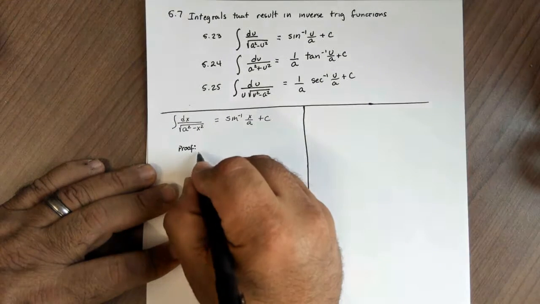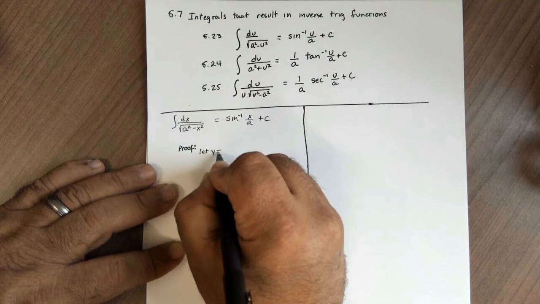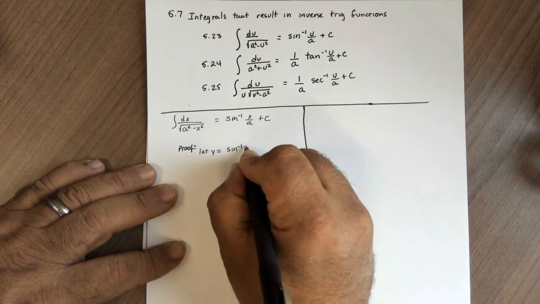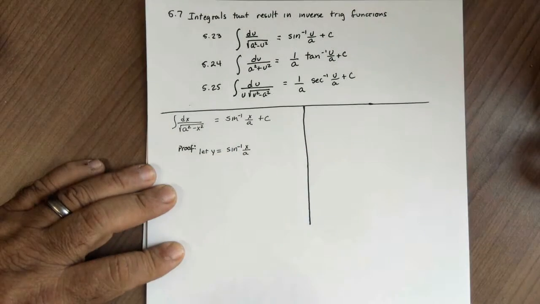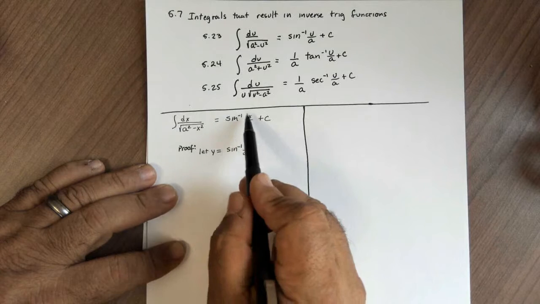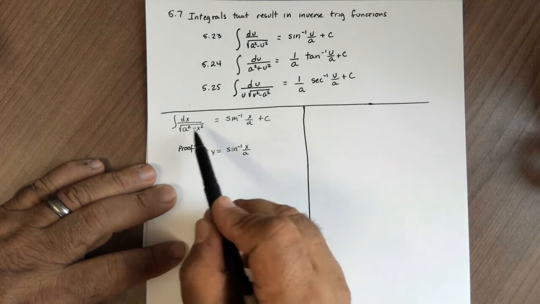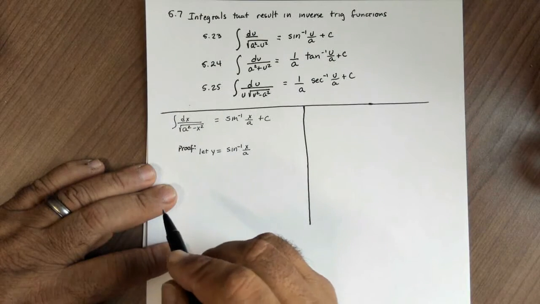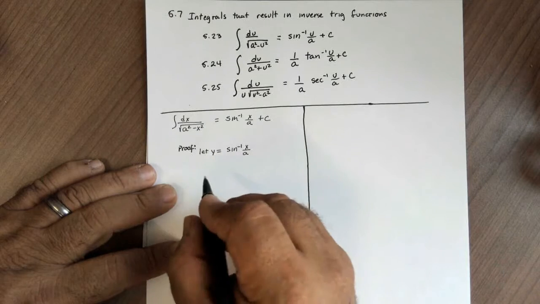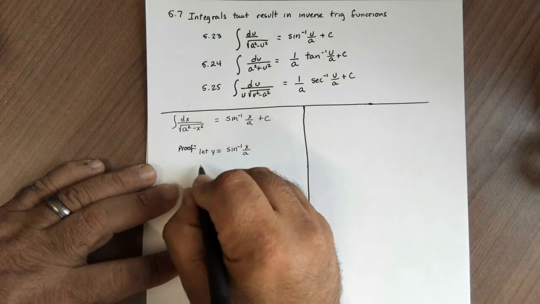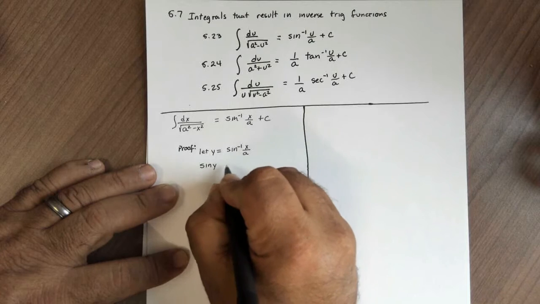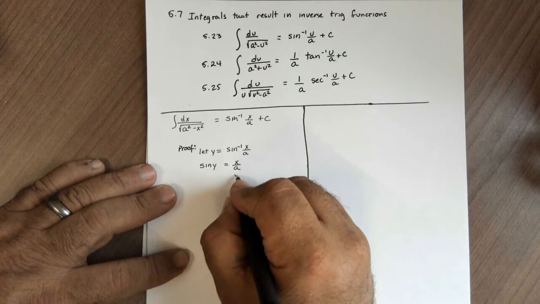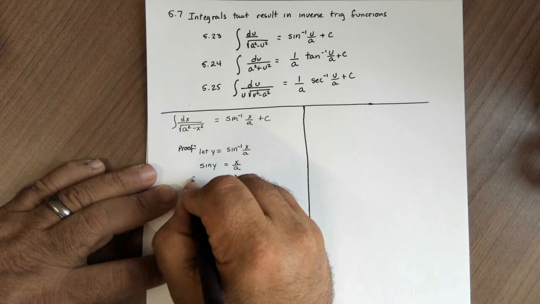So I'm going to let y be equal to the sine inverse of x over a. Okay, so I'm letting it be this. And what I'm going to show now is that if I take its derivative, I'm going to get this right here. And so that's going to prove that this is the antiderivative. Okay, so now, because of the definition of the sine inverse, what we have is that the sine of y is x over a. And so x is equal to a sine y.